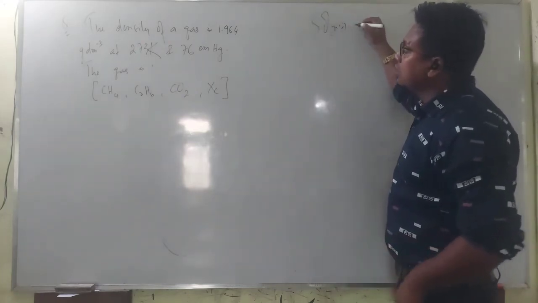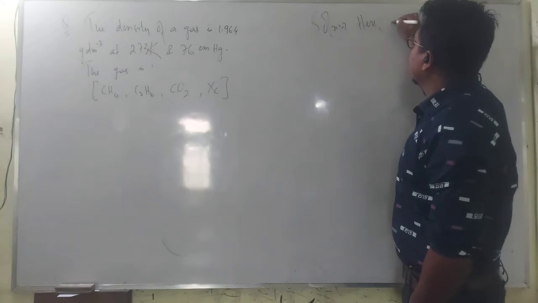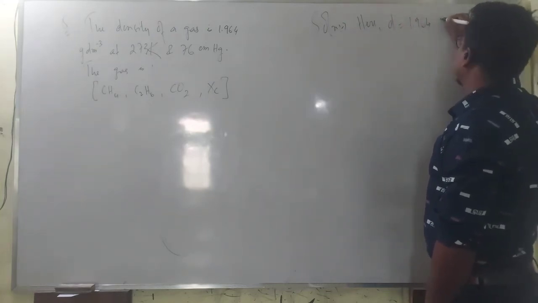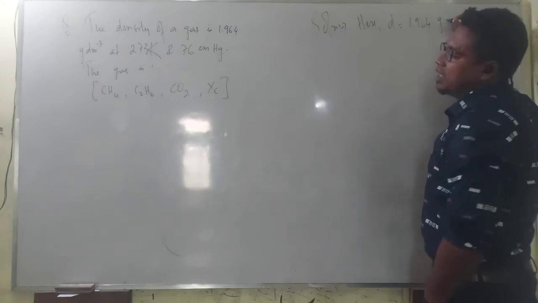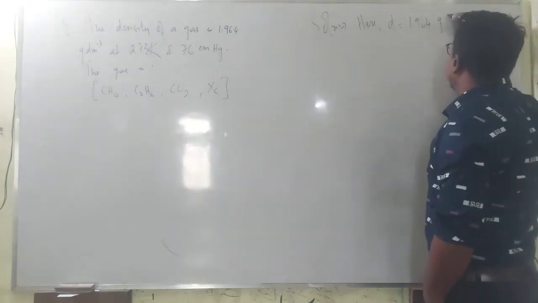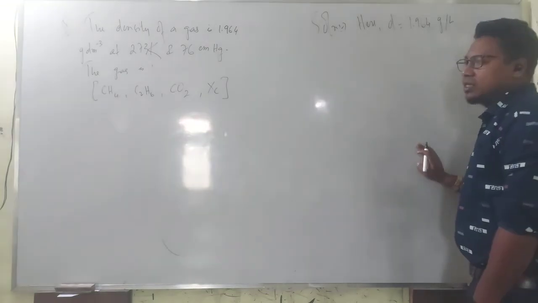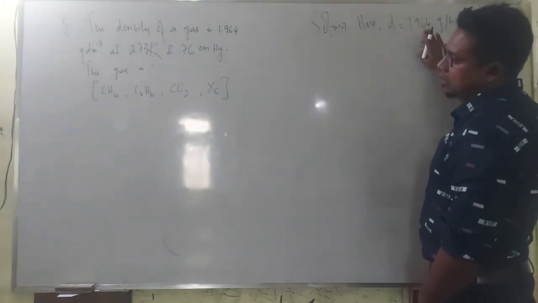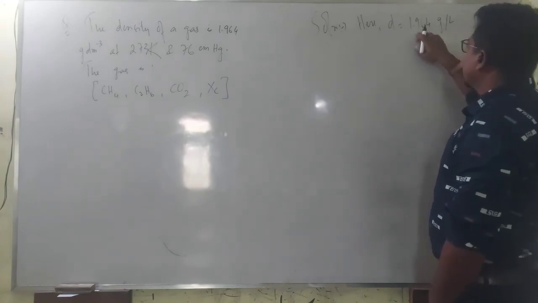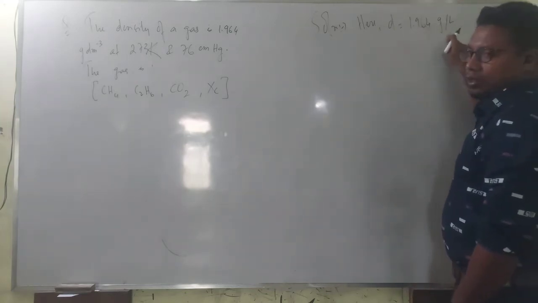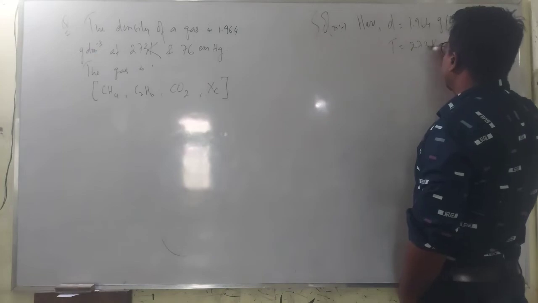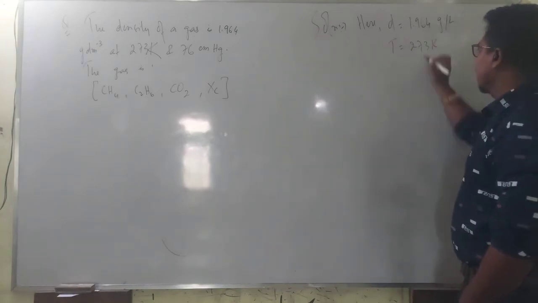Here is the solution. Here density is 1.964 gram per decimeter cube, means per liter. Let me write per liter for simplicity. And we need to check whether this unit has to be changed or not. Okay. So let me write first. Temperature is 273. It is given in Kelvin, so then no need to change.